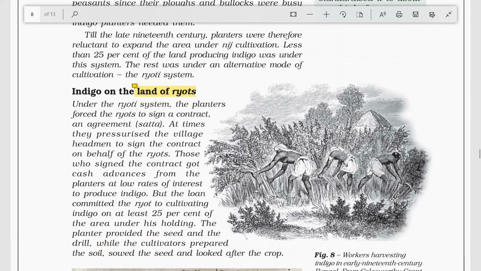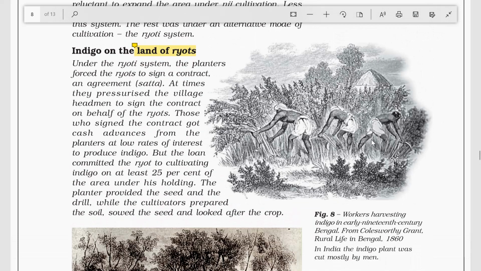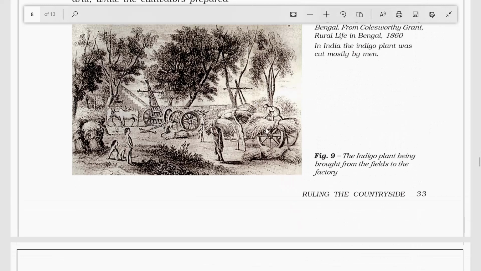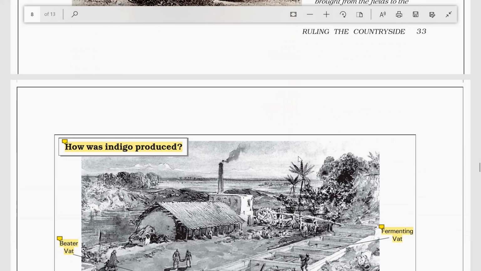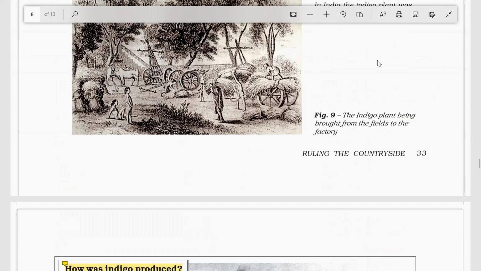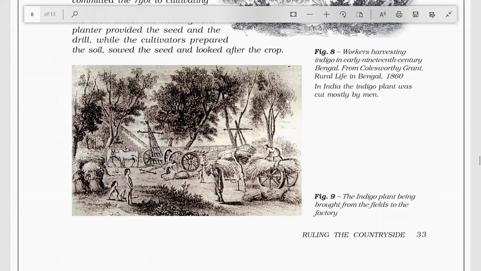Okay, here you can see the picture of how these planters or workers are harvesting indigo, and here the women are carrying the indigo to the factory. They are loading the indigo, and through this the indigo will go to the factory area. Now, in this picture they have shown how indigo was produced. We have seen how these laborers, the workers, were cutting and harvesting indigo.